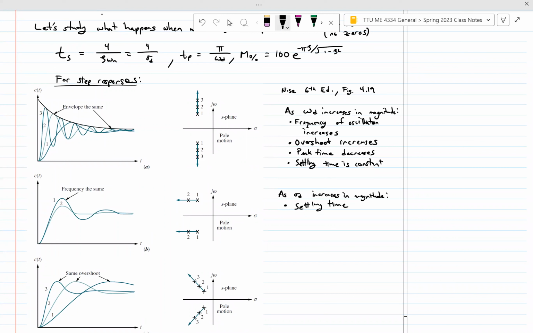Very good. Right? Our real part is getting more and more negative. That means the thing in the exponential is going to be more and more negative, multiplied by t, which means that exponential is going to decay faster. We're going to reach our steady state value much faster. What else? Our overshoot decreases, right?